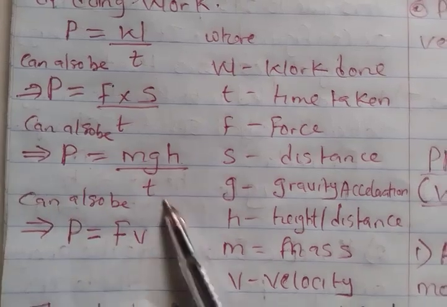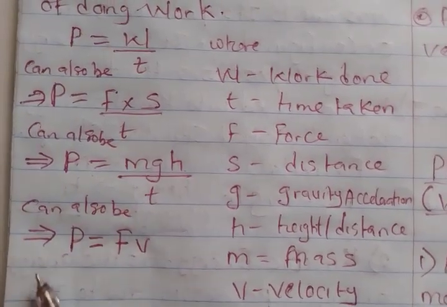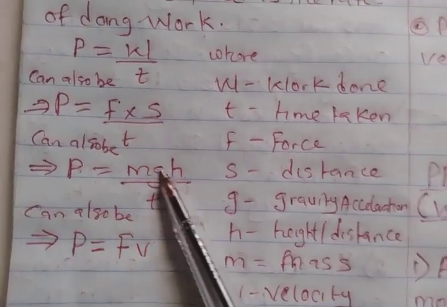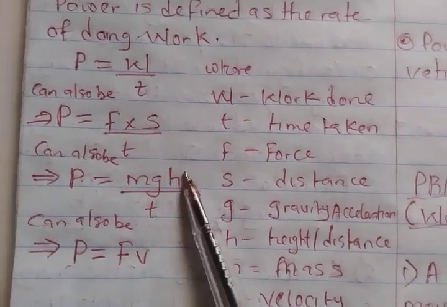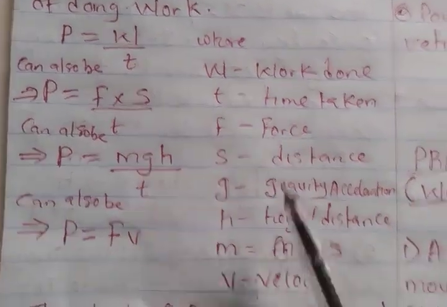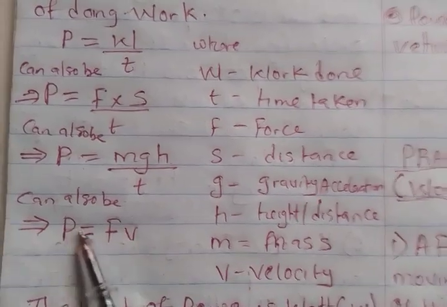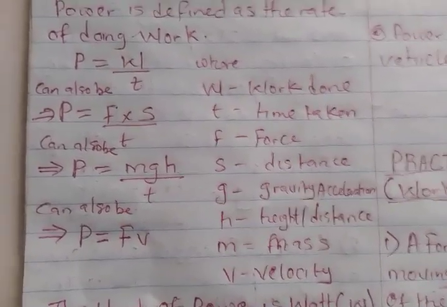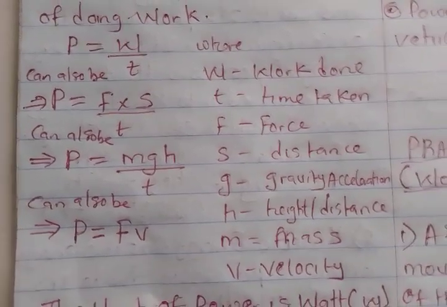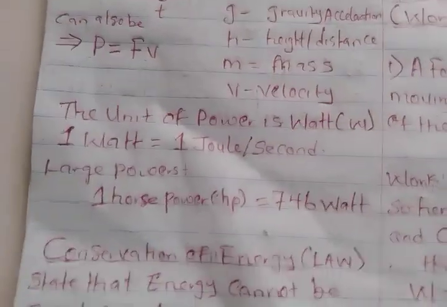This can also be written as Fv, which is force times velocity. How do we get this? mg is equal to F, and h over t, distance over time, gives us the velocity. So we can write power as Fv. These are different formulas we can use for solving power.